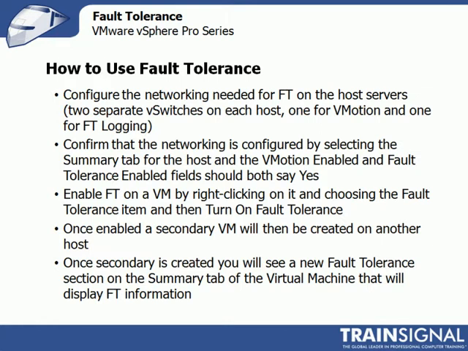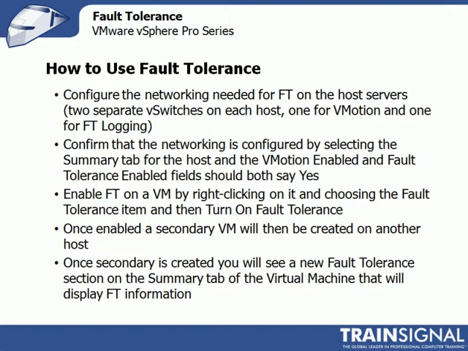Once the networking for fault tolerance is configured, you can enable it on a VM by right-clicking on the VM and choosing the fault tolerance item, and then choose Turn on Fault Tolerance. Once enabled, a secondary VM will then be created on another host.